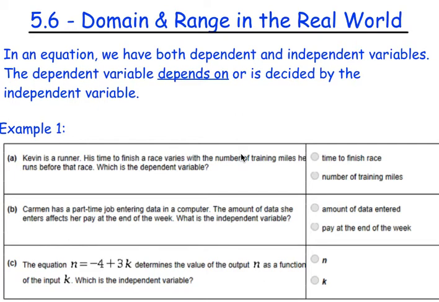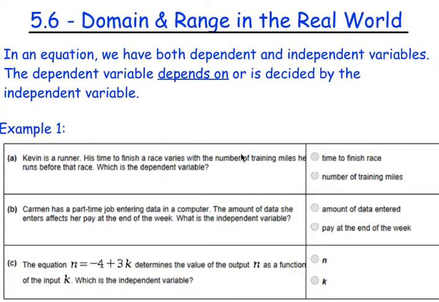Today we are going to look at the last section of chapter 5, which is looking at domain and range in the real world. So if you remember from earlier in this chapter, domain represented the set of all of your x values and range represented the set of all of your y values. For understanding domain and range in real world problems, though, we really need to think of domain and range as dependent and independent variables. So the dependent variable depends on or is decided by the independent variable.